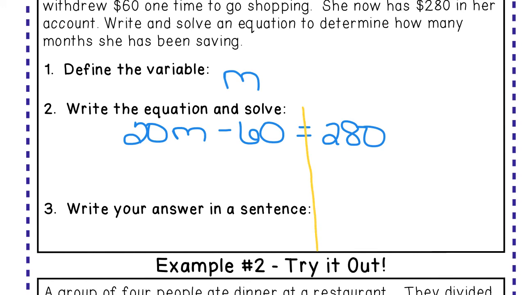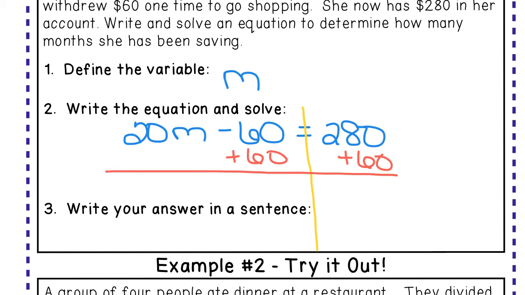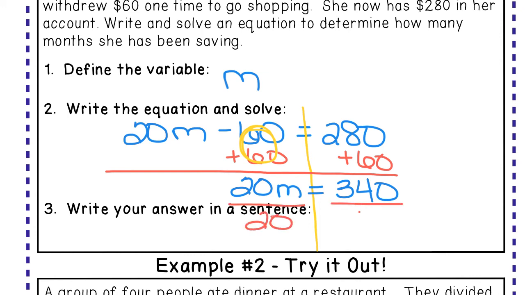Get rid of our subtraction first by adding 60 to both sides of the equation. When I do that, my 60 and negative 60 zero out, and I have 20m equals 340. In order to get rid of the multiplication of 20, I'm going to divide both sides by 20. My 20s divide out, and I find out m is equal to 17.